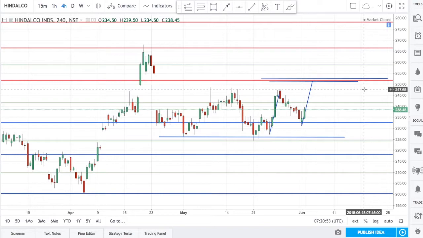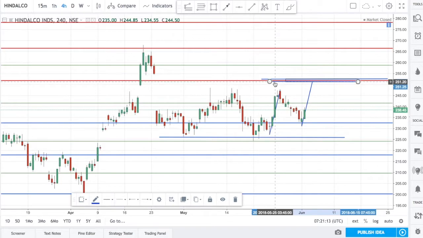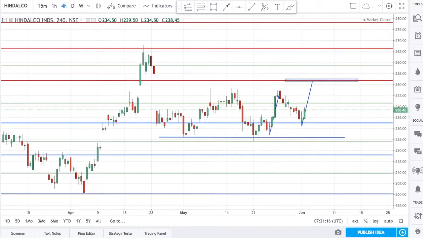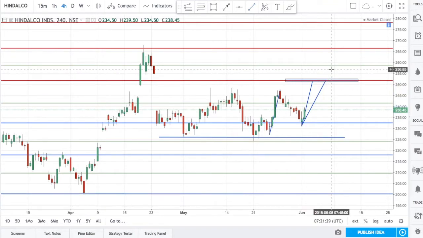So the decompletion point, a strong level of resistance, and a Fib confluence level give us this tiny zone where we are expecting the prices to push into. We are expecting the prices to push into this zone here.